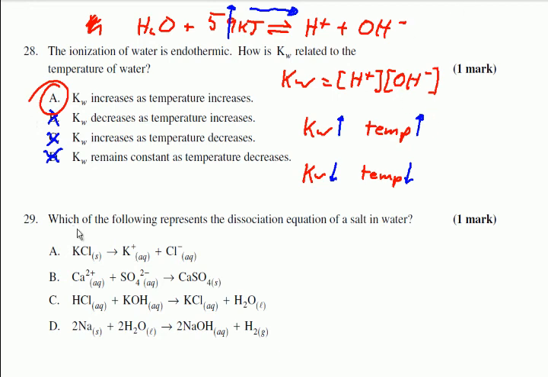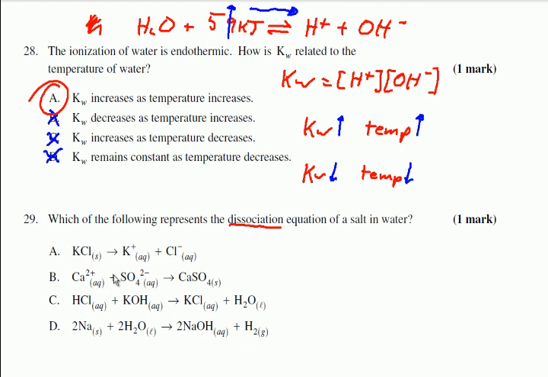So number 29. Which of the following represents the dissociation equation of a salt in water? This is kind of an interesting question. It's kind of like a solubility question rather than a Unit 4 question. But anyways, let's take a look at this one.